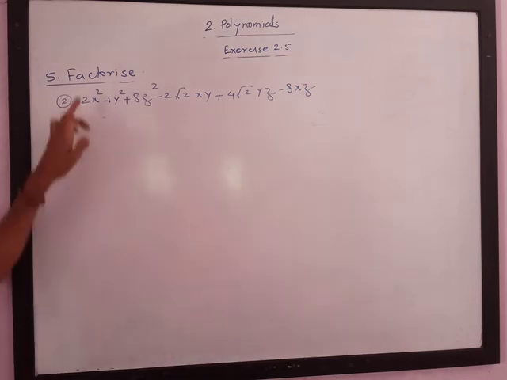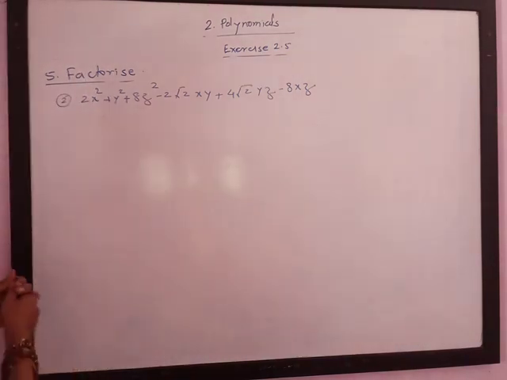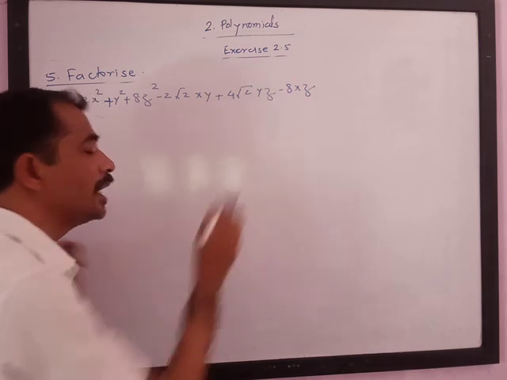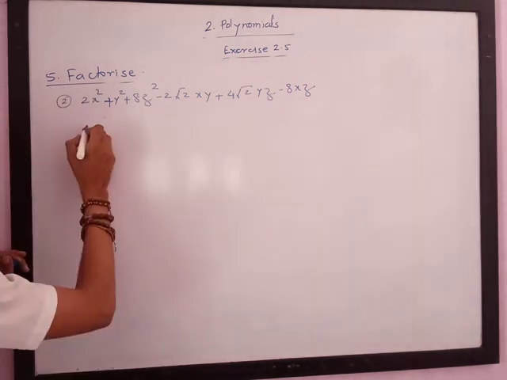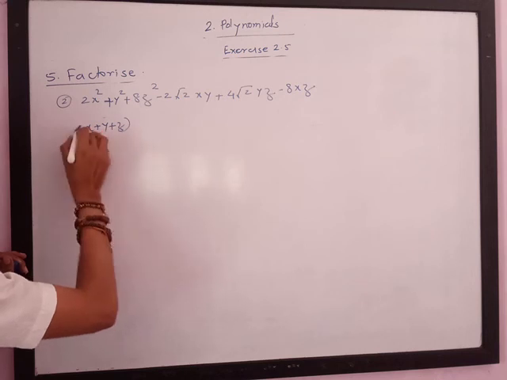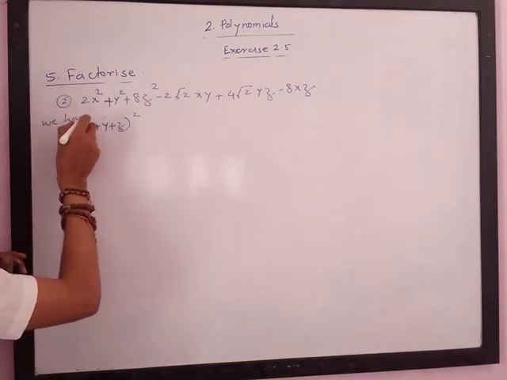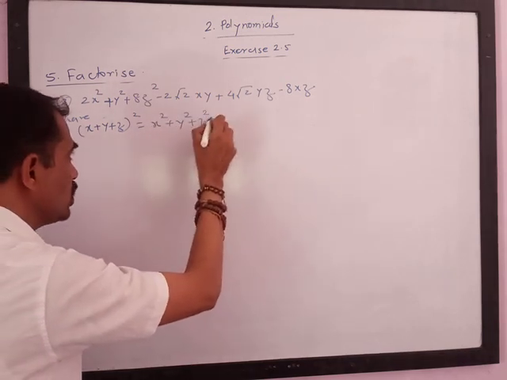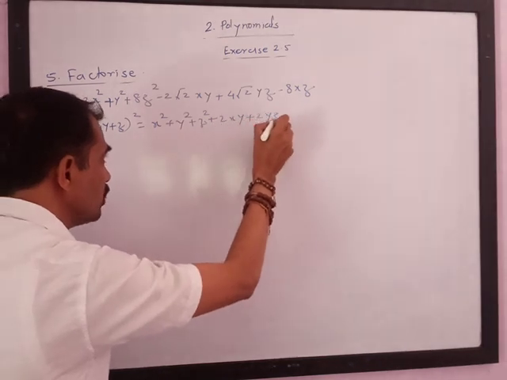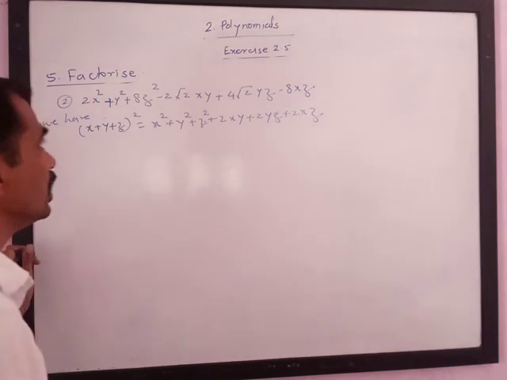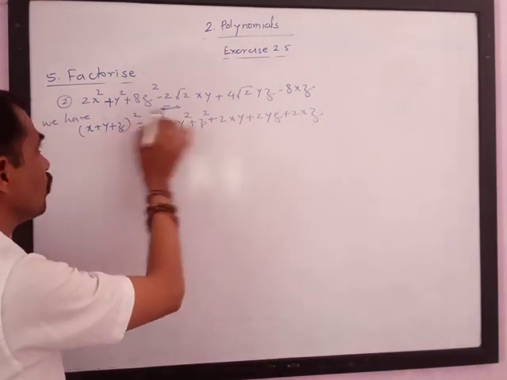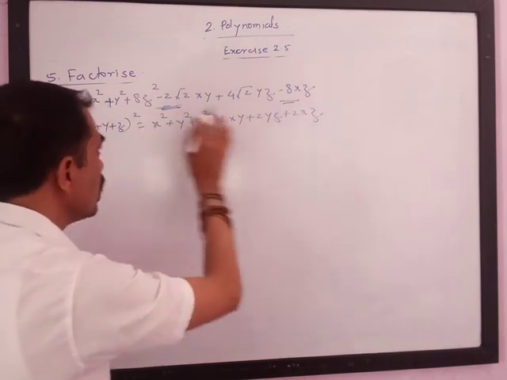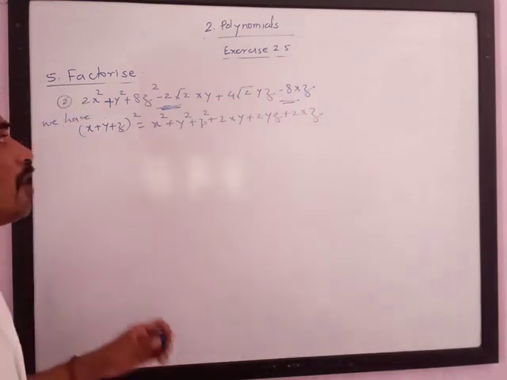Now the next question is: factorize 2x square plus y square plus 8z square minus 2 root 2xy plus 4 root 2yz minus 8xz. If you look at the question, it is nothing but an expansion of (x plus y plus z) bracket square. We have this identity, so we are going to use it in reverse order: x square plus y square plus z square plus 2xy plus 2yz plus 2xz. Now watch carefully. The fourth and last terms are negative, and in these x is common, so x must have a negative sign.